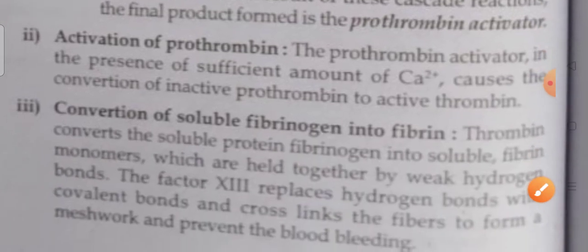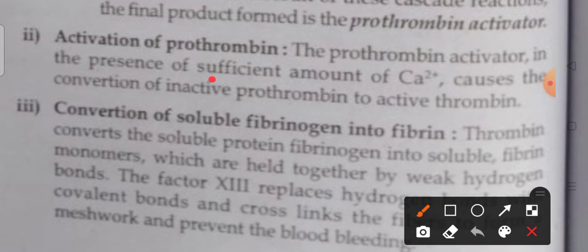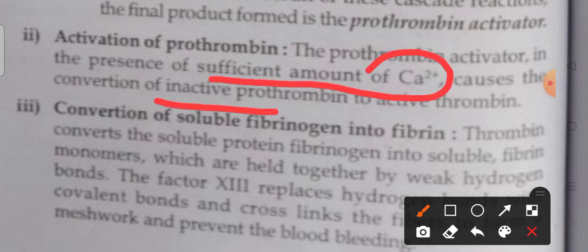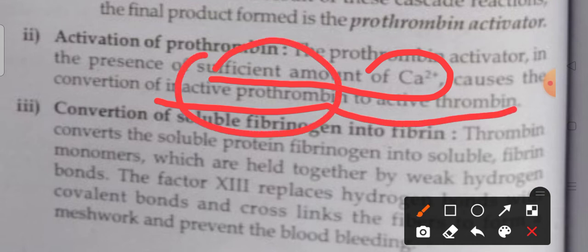Next, the second step is the activation of prothrombin. The prothrombin activator, in the presence of a sufficient amount of calcium, causes the conversion of inactive prothrombin to active thrombin. Inactive prothrombin to the active thrombin.